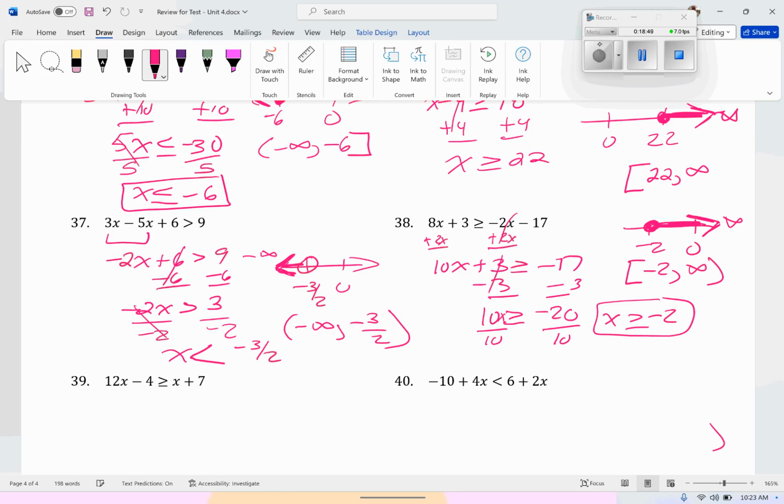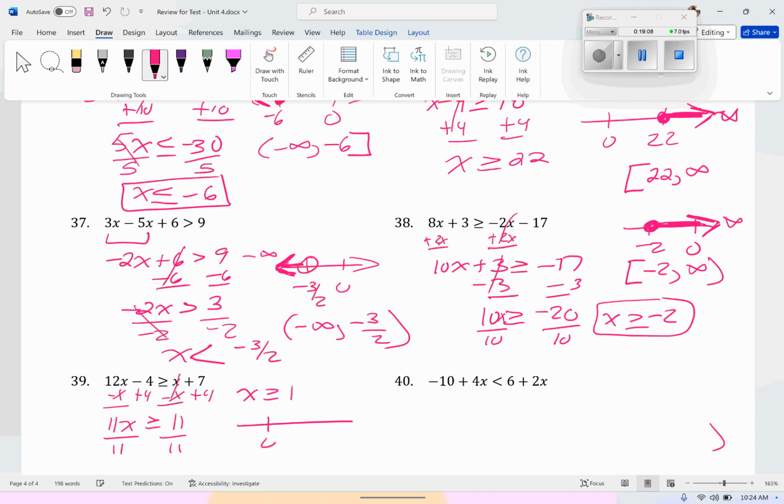Last two problems. Subtract x from both sides. Those cancel. So 12 minus x is 11x. Add 4 to both sides. It's greater than or equal to 7 plus 4 is 11. So I combine two steps there. Divide each side by 11. So x is greater than or equal to 1.